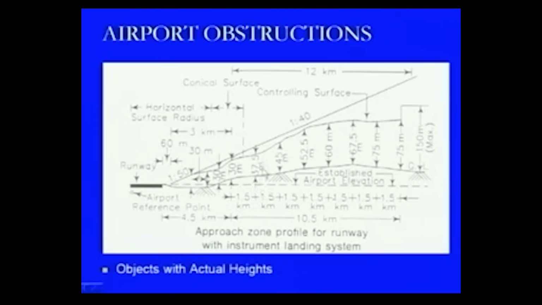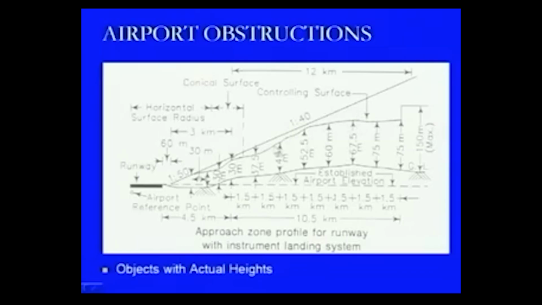So, the 7.5 meters are getting added for every 1.5 kilometers, and when we reach a distance of 10.5 kilometers from this point, or 15 kilometers from the end of the runway strip, then this height will become a minimum value of 75 meters, and the maximum value at this level can be 150 meters. This is how it is defined, and it will transform into a gradient of 1 in 40.